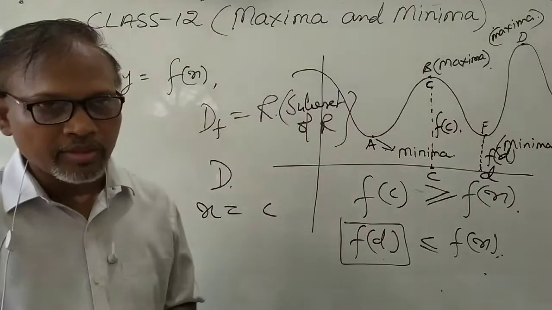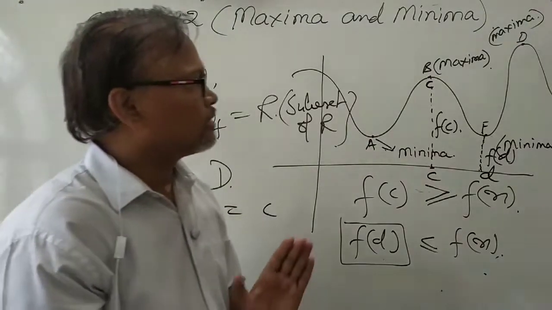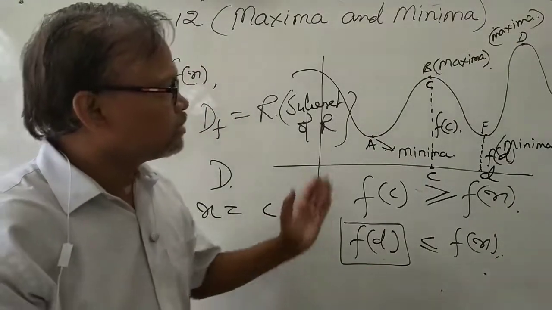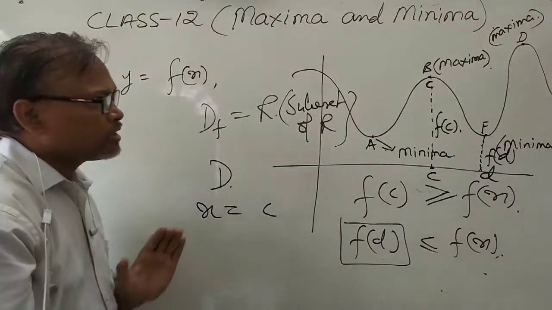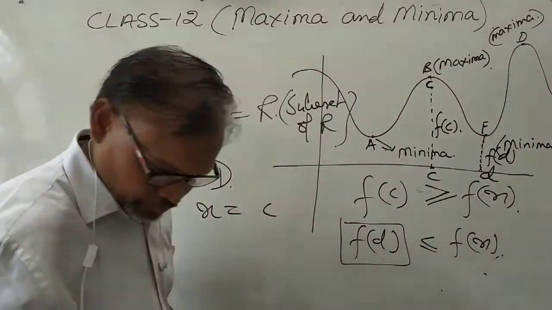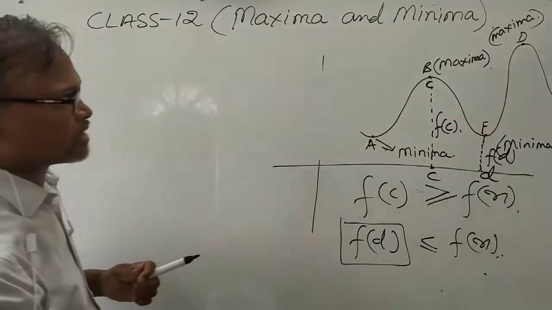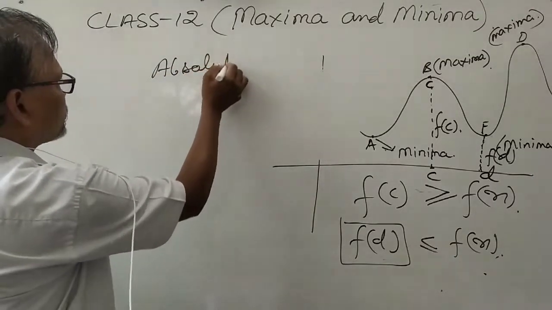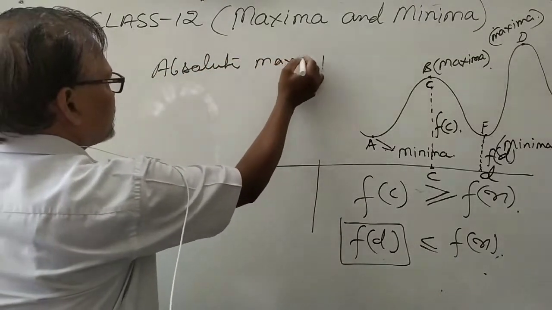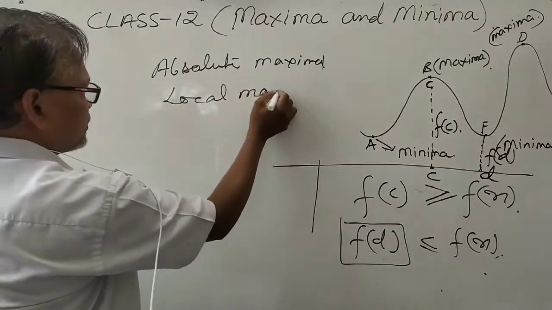But in one question maybe you have 2 or 3 maxima and minima, so you will say that there are 2 terms of maxima and minima. One is called the absolute maxima and the other is called the local maxima.